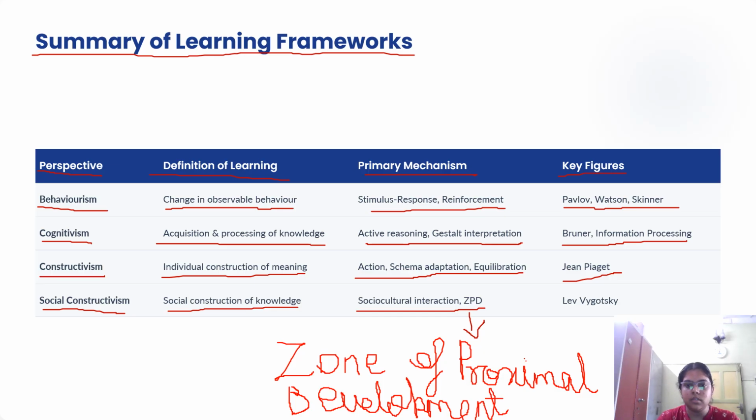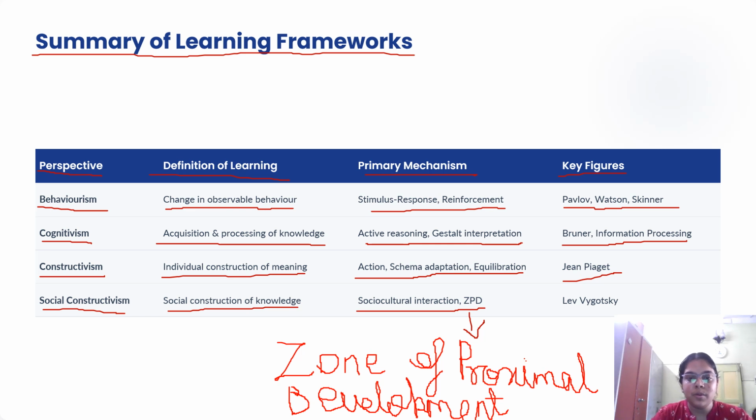Zone of proximal development. Please don't mind the horrible writing you see. I'm just writing with the help of the keyboard and mouse of my laptop, so that's why the writing became like this. Please don't take it otherwise.